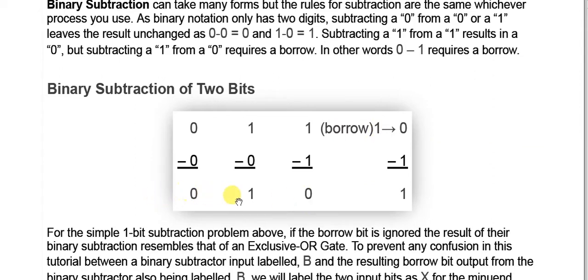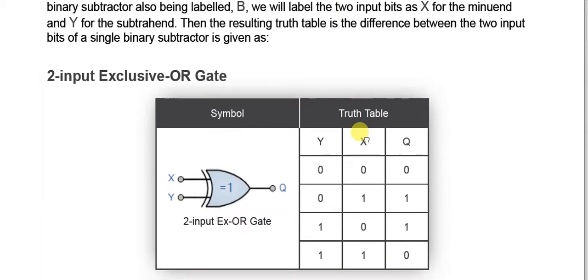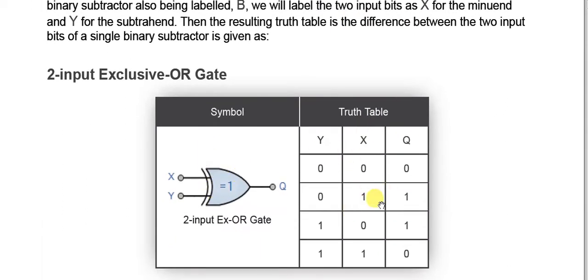But if the minuend is less than the subtrahend, then we have to take a borrow from the next column, whichever it is. So now the two input exclusive OR gate is here. Let's go directly to the binary subtractor.